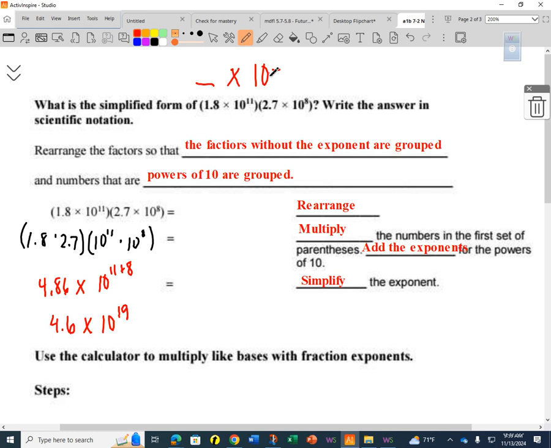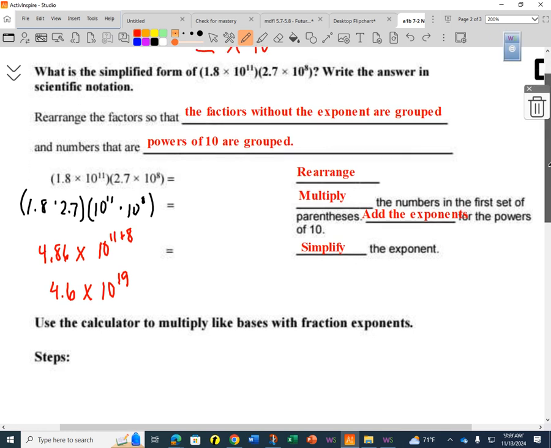Here's the deal. Sometimes when you multiply these, you get a number. So this answer, 4.86 times 10 to the 19th power, is in scientific notation now because that 4.86 falls between 1 and 10, right? Sometimes you're going to multiply those and they're either going to be bigger than 10 or less than 1. And then we have to fix it to get it in scientific notation. We are going to do some examples from your homework like that, I think. Let me see what I got down here first.